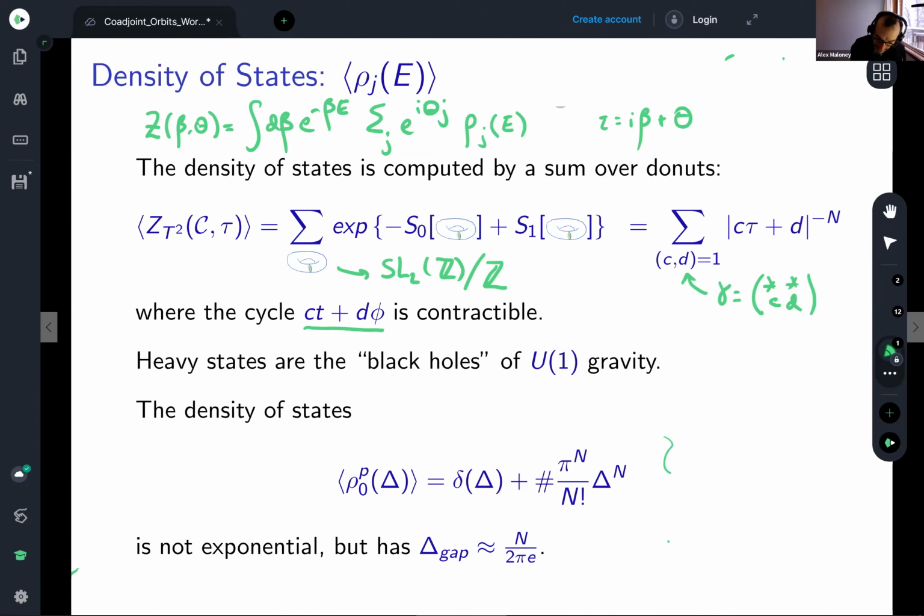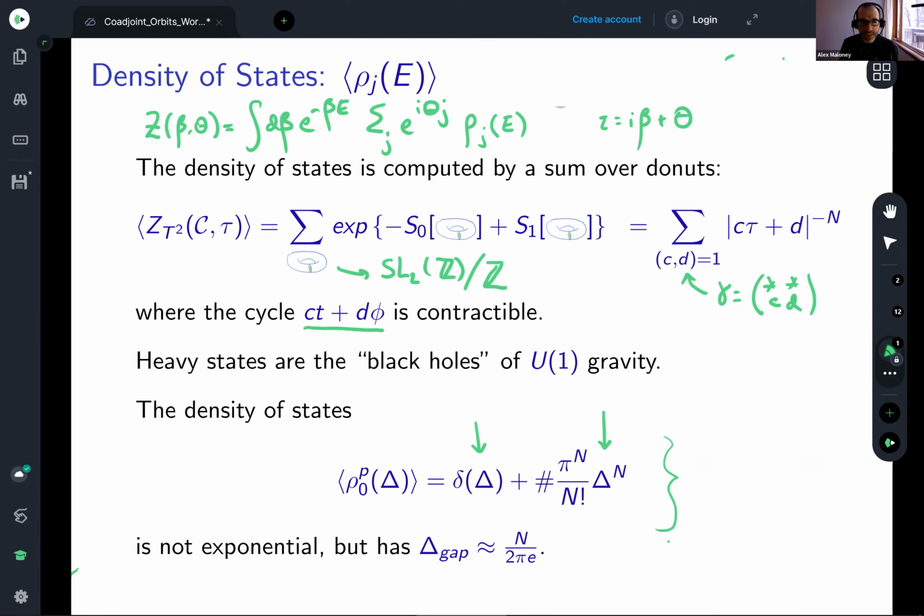Here I've written down the density of states at spin 0. The density of states at finite spin is not much more complicated. And what do you get? You get a delta function at 0. That's the vacuum state. And you get something that goes like delta to the central charge. That is the analog of Cardy's formula in this set of conformal field theories, which is to say that is the analog of black hole entropy.